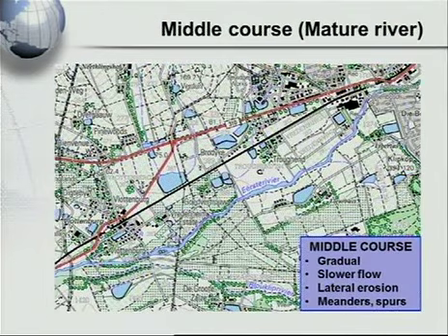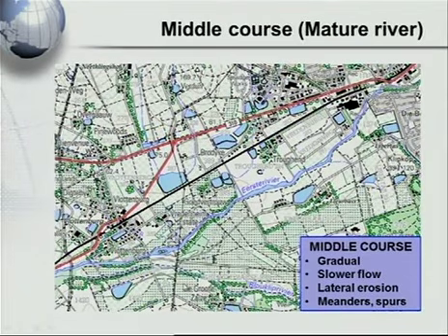And immediately, if you go down to the mature river, the first thing that you notice is that it's much more gradual. In fact, look at all the farming activities that we find along the river. It's a nice valley that we've got here. Lateral erosion is becoming wider.